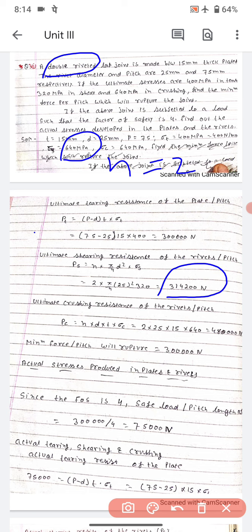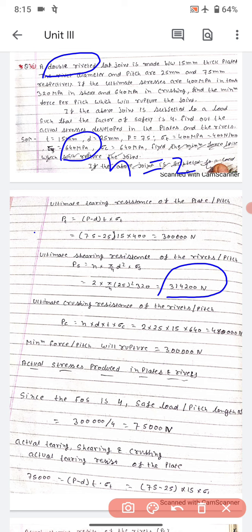Next will be the crushing resistance of the rivet per pitch. It is Pc is equal to n into d into t into sigma c. It is 2 multiplied by 25, that is the diameter of the rivet, into 15 into 640, that is 4,80,000 Newton.